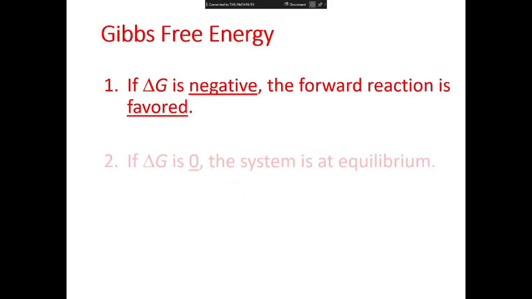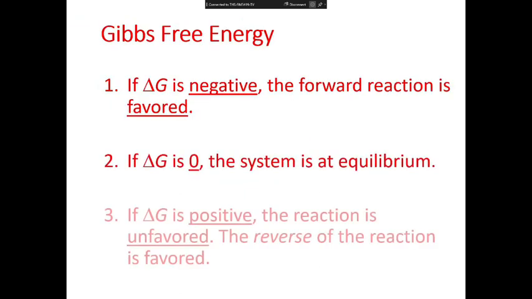This next slide is on your sheet. This is the most important thing to know about Gibbs free energy. We want to be able to use the equation and talk about the equation, but this is the most important thing, is your answer when you solve for delta G. When you get a delta G, if it is negative, that means the forward reaction is favored. That's what we mean when we say spontaneous. I'm going to write the word spontaneous beside of that one.